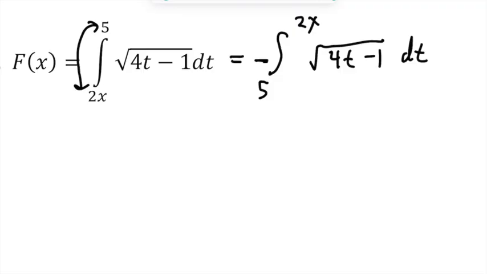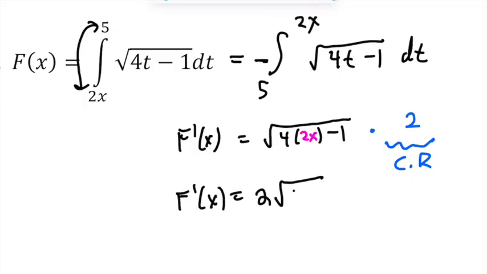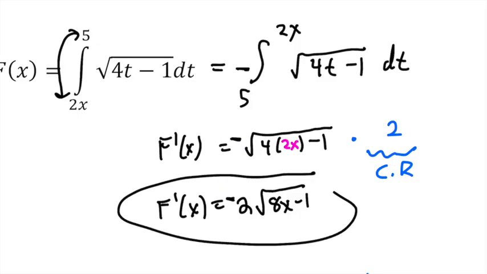Okay, finishing this problem, if I want to take the derivative of the antiderivative, I'm going to plug in 2x into here. And then by chain rule, I need to take the derivative of 2x, which is going to be 2. And if I clean this function up, we're going to put the 2 outside. It's going to be 2 square root of 8x minus 1. I forgot to carry down the negative from here to here, so this is negative. And then that means this part is also negative, so there is my final answer.